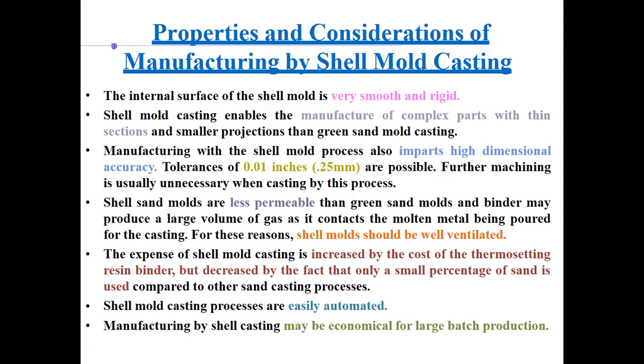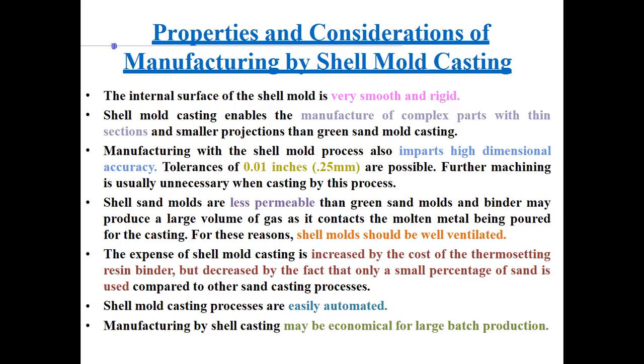The expense of shell mold casting is increased by the cost of the thermosetting resin binder, which is quite high, but decreased by the fact that only a small percentage of sand is used compared to other sand casting processes. So not much sand is required, as compared to other processes, as we have seen in sand mold casting. Shell mold casting processes are easily automated.